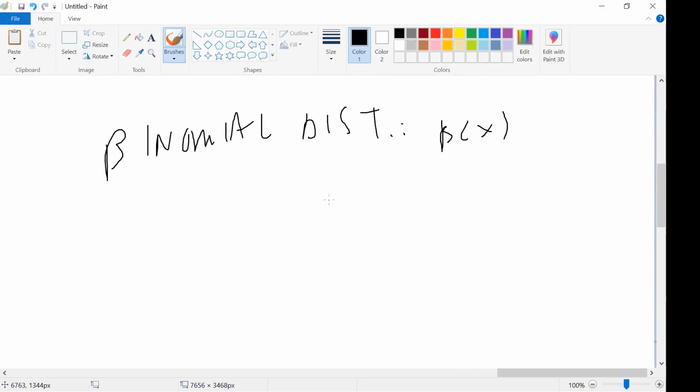And the formula is a bit uglier. This is equal to n factorial divided by x factorial times n minus x factorial, times p to the power of x. This is lowercase p, not uppercase. And then 1 minus p to the power of n minus x. I will explain what all these letters mean in a second. Let me just give you a little moment to write that down.